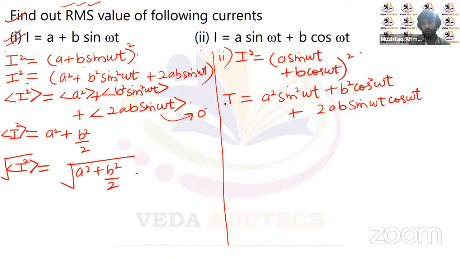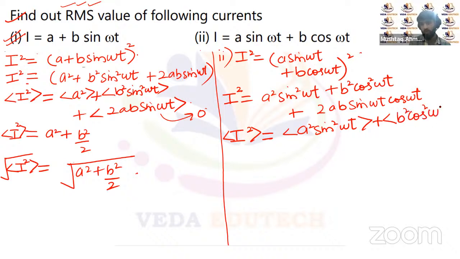Now this is the square value of the current. What we'll do is calculate the mean of this square current, taking the average of each and every term. It will be a square sine square omega t plus the average of b square cos square omega t, and the average of 2ab sine omega t cos omega t. We can write this as ab sine of 2 omega t.